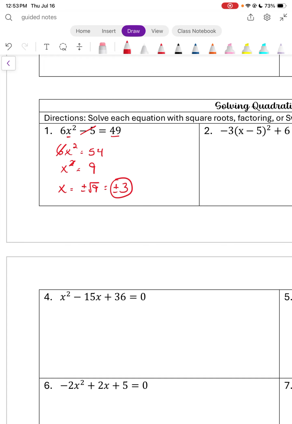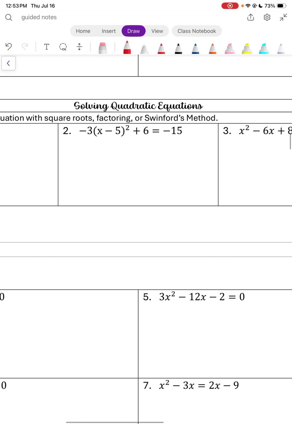Now, this next problem can be solved in a similar fashion. This plus 6 can be easily moved over. We now have negative 3 times this stuff squared equals, when you subtract 6 to move plus 6, we get a negative 21. Since this negative 3 has been multiplied by the entire left side, we can simply divide, do the opposite, and we get a 7.